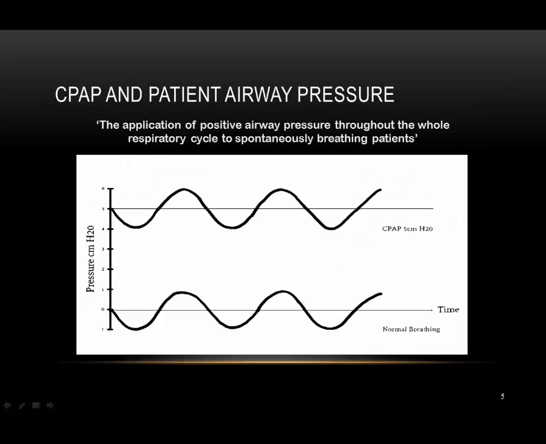The larger the drop in pressure on inhalation, i.e. the more negative it gets, the greater the patient work of breathing. When breathing with the aid of CPAP, the pressure within the lungs always remains positive. This keeps more alveoli open.